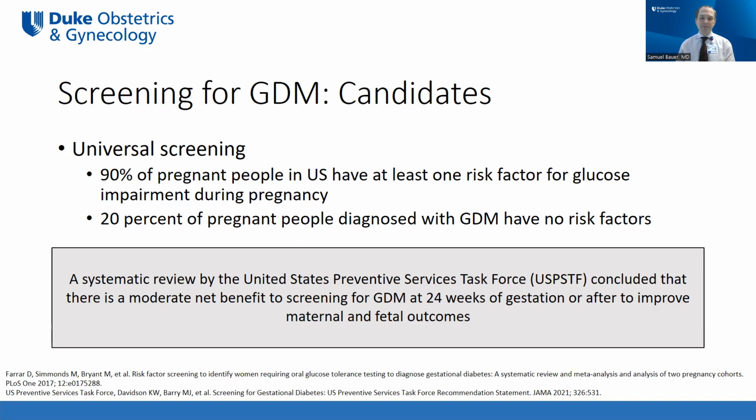no risk factors. As can sometimes be the case, a systematic review that was performed by the United States Preventive Services Task Force concluded that there's moderate net benefit to screening for GDM at 24 weeks. So that's helpful. That gives us additional criteria and foundational information to screen all of our patients in a universal way for gestational diabetes.